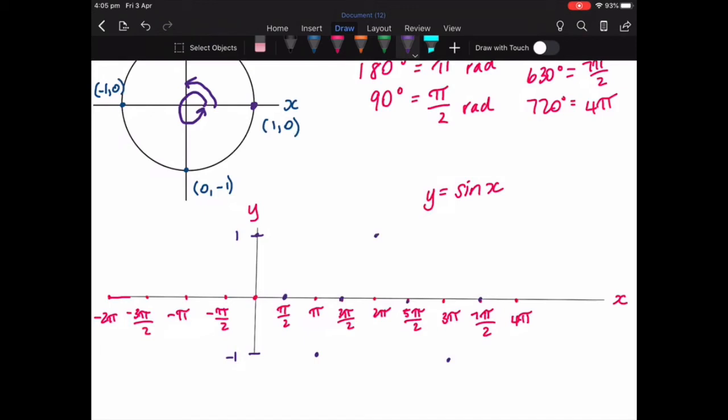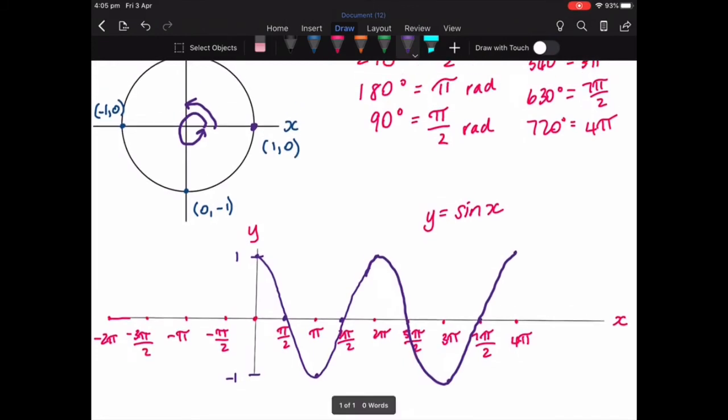Okay, and then 4 pi radians, which is completely around the circle twice, and we end up back at 1. So if I now sketch this, you will see what we actually end up with is a sinusoidal graph. That's what it's called, a sinusoidal. Okay, and it has this nice cyclical pattern.